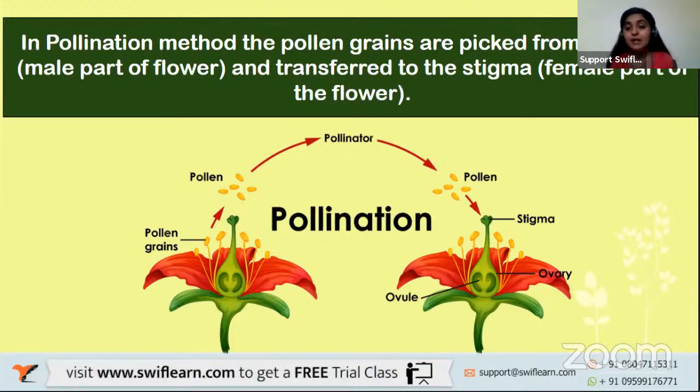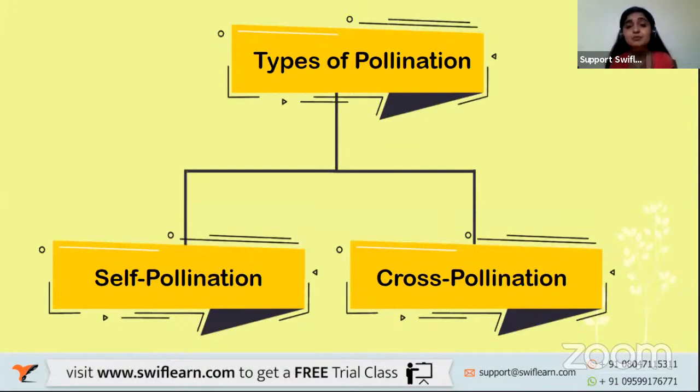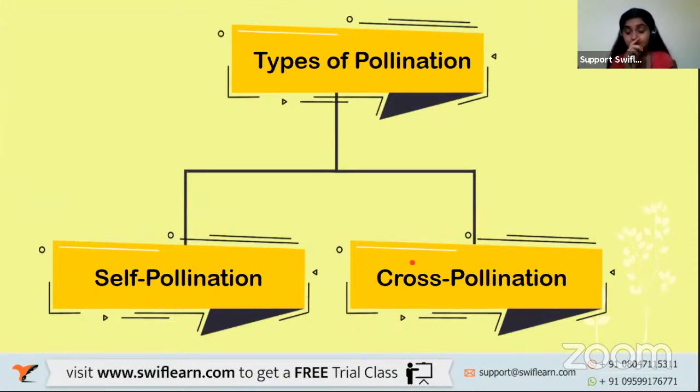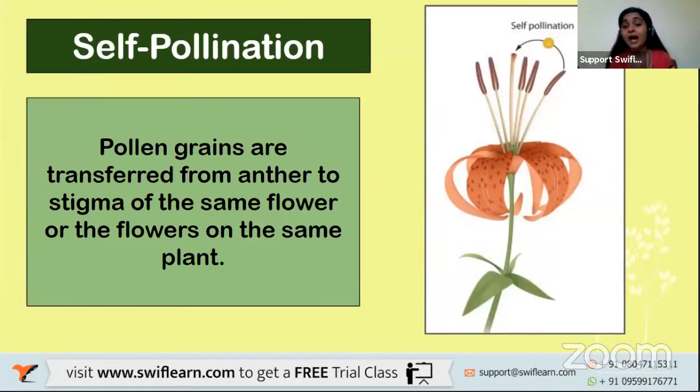I hope we are clear till here. Moving further, there are different types of pollination happening around us: self-pollination and cross-pollination. We'll read about both in a little detail, firstly self-pollination. As the name suggests, self-pollination happens in the same flower itself. The pollen grains do not need to go to another flower. Pollen grains are transferred from an anther to the stigma of the same flower or of flowers on the same plant. They are not moving away from their own plant. So that is self-pollination.